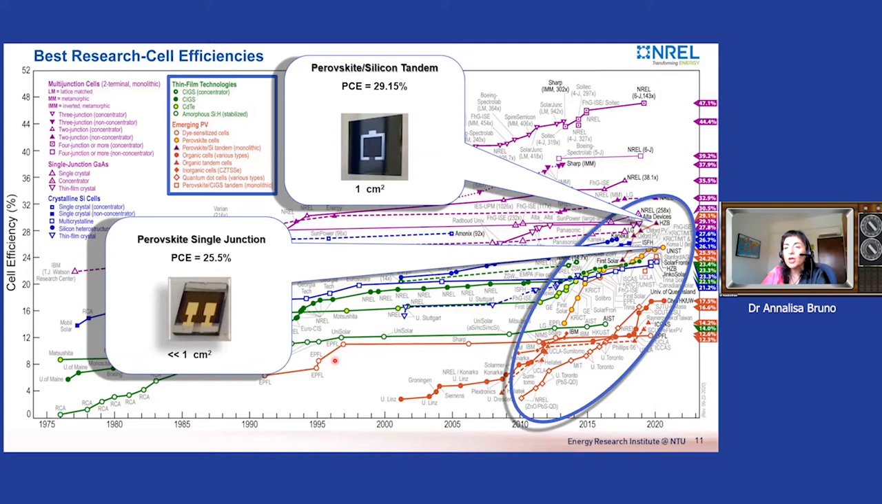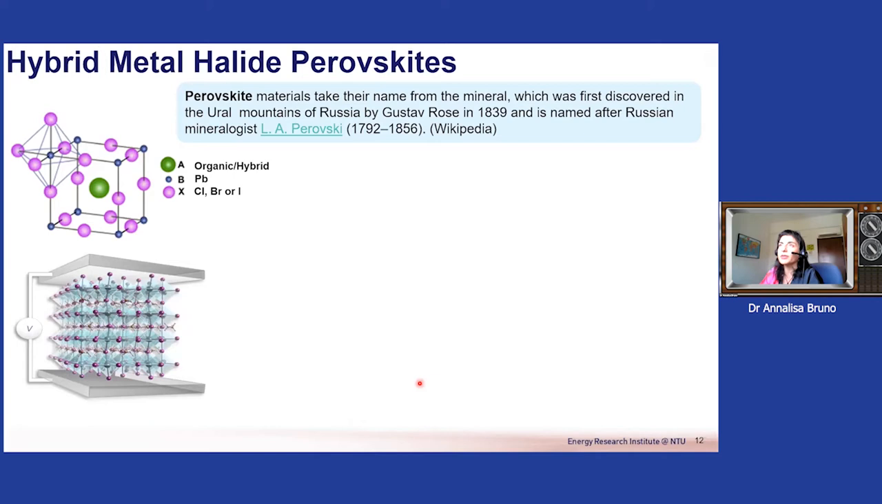So before going into detail on how we push the efficiency higher and how we enlarge the area of these devices, let's try to understand why these perovskite solar cells have been so promising. So first of all, what are these hybrid metal-halide perovskites? Perovskites are materials that respond to the general form ABX3, and they take their name from the mineral, which was discovered in the Ural Mountains of Russia in 1839. It was named after the mineralogist Perovski. So all the materials that respond to this structure are called perovskites.